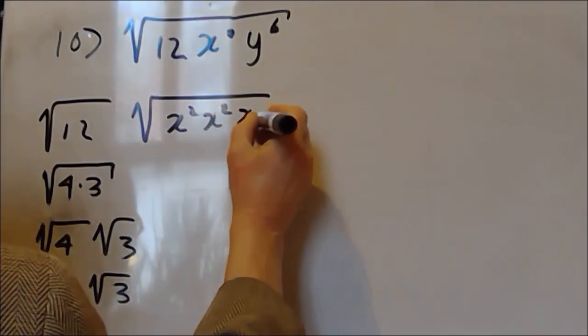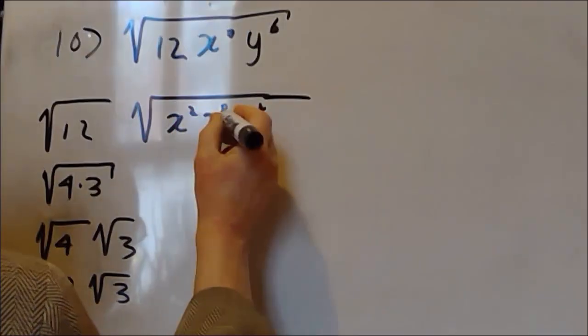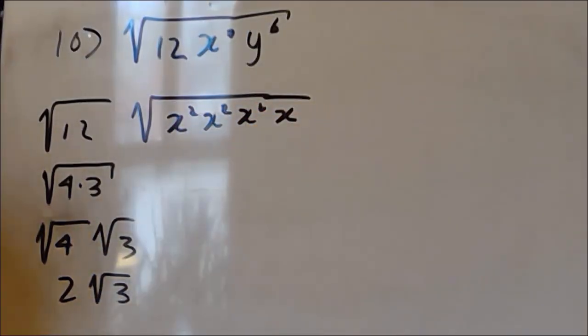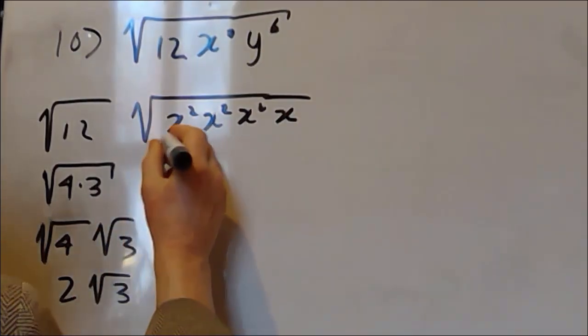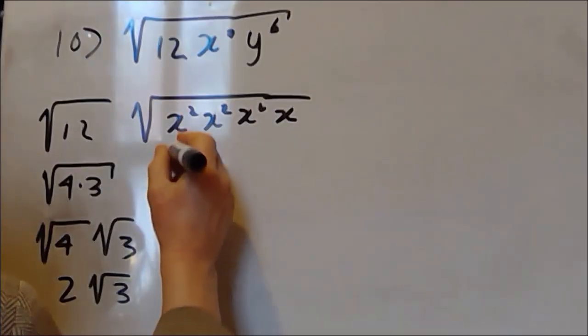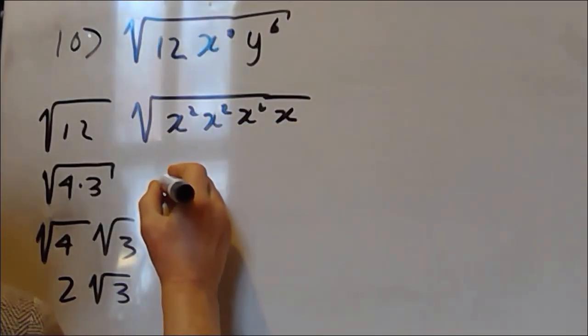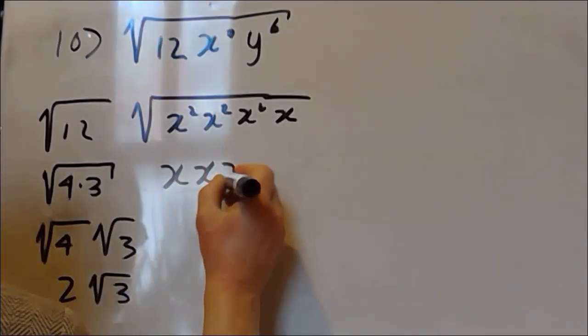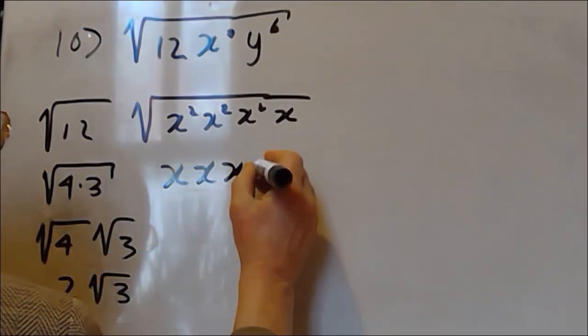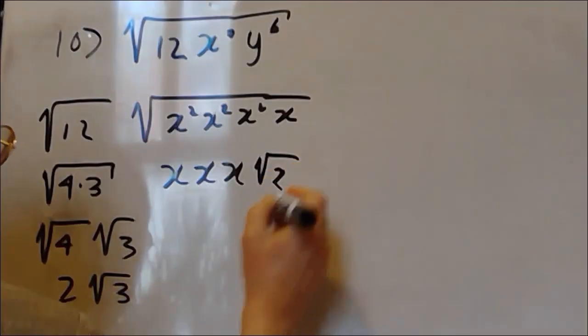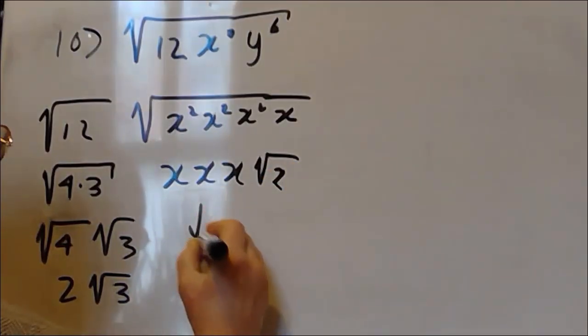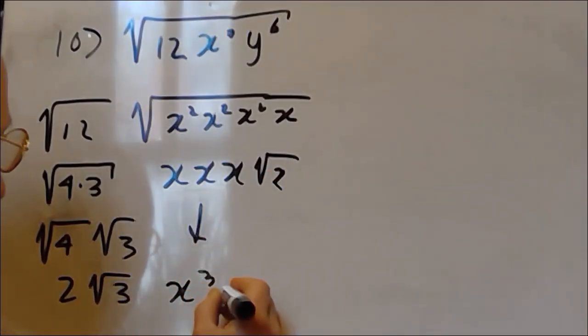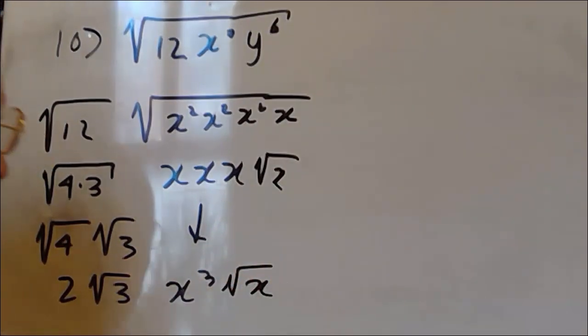x squared, x squared. So that means we have x to the 6, and then one left over x. So we can take out the ones that are perfect squares, which would be our variable perfect squares, and write those as x, x, x, and then square root of x, which we can finally write as x cubed square root of x.